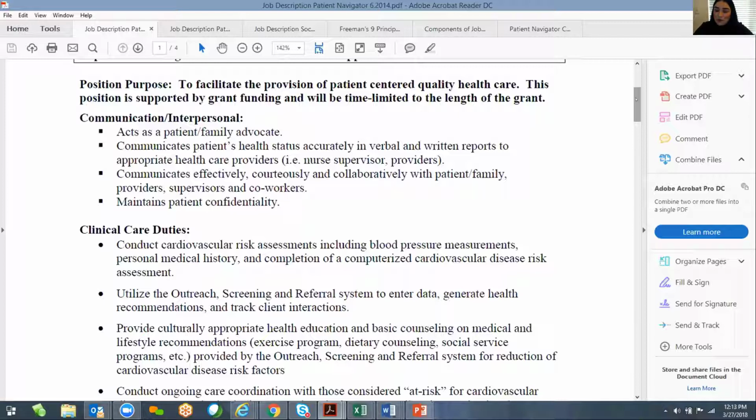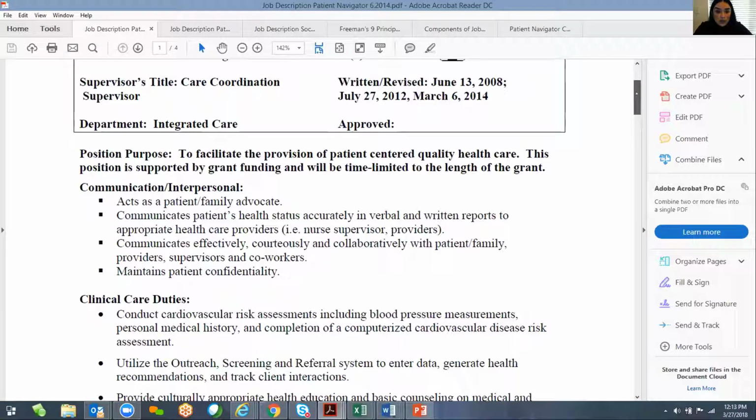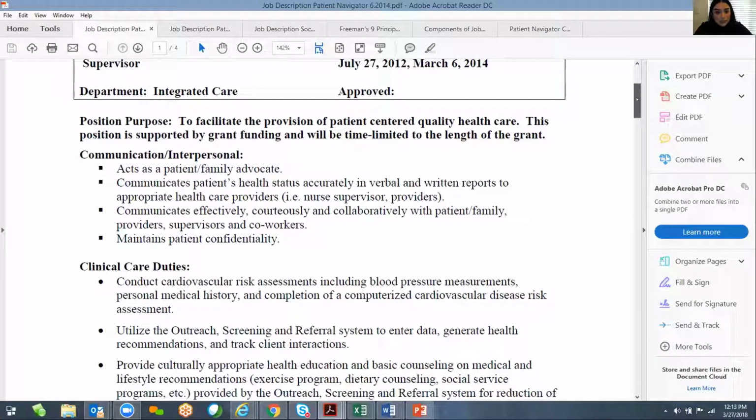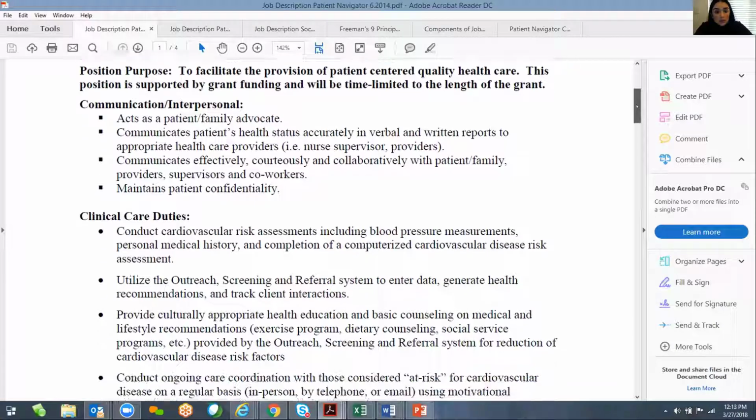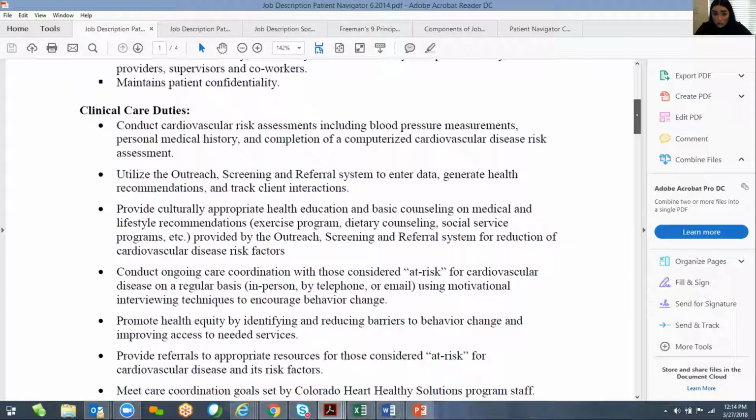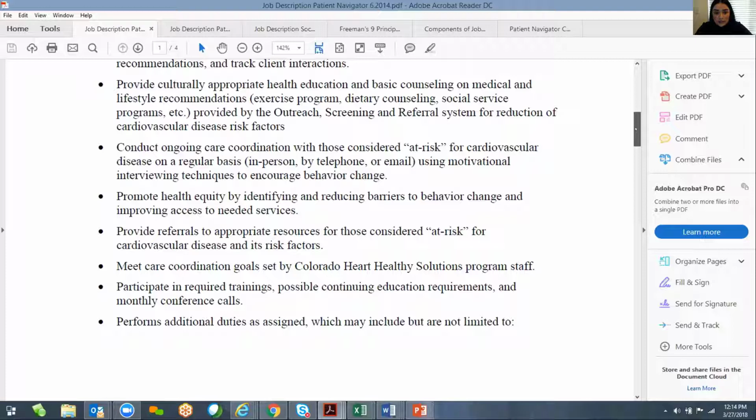And so that's when, and we've gone through so many title changes. At the end of the day, I really feel that we're all patient navigators and patient advocates at heart. But the title changes are really more to fulfill these contracts or grants that we have. And so going back to this particular job description, what I love about the way it's all put together is that it's really nice to see the comparison of how we started and where we're at now. It breaks down the communication, your clinical care duties, and so on.